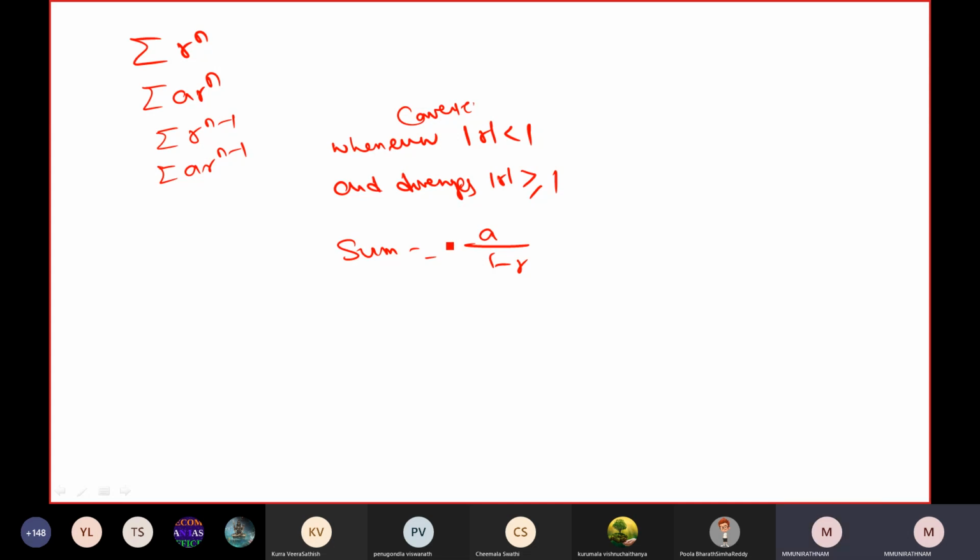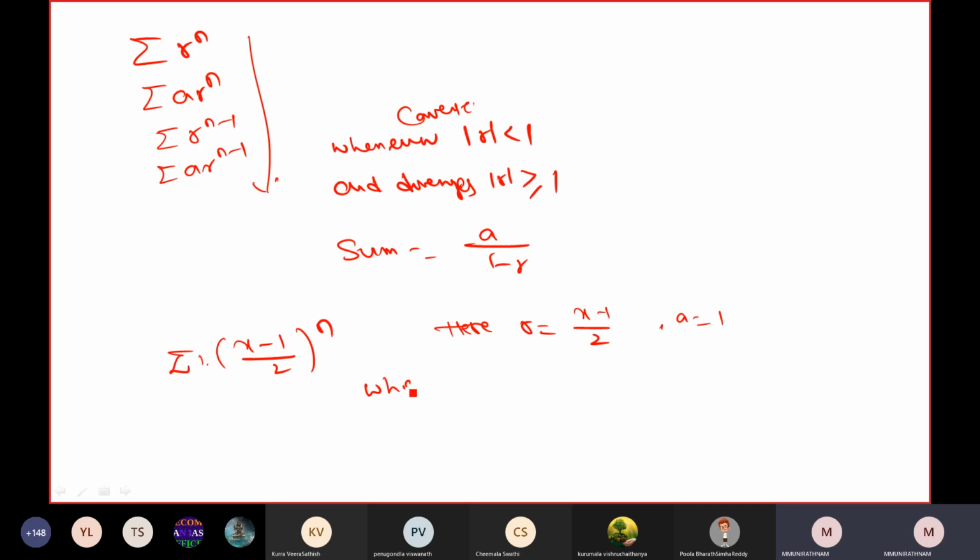Let me take one example of a geometric series: the sum of (x minus 1) by 2 whole power n. So what is r here? r equals (x minus 1) by 2, and a will be 1.